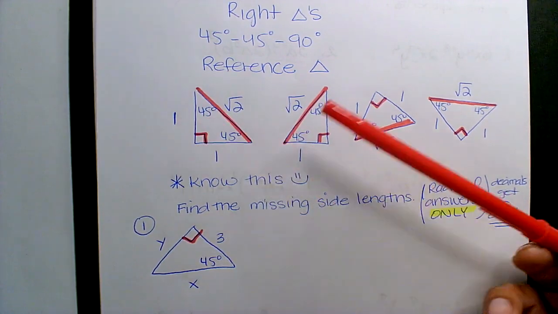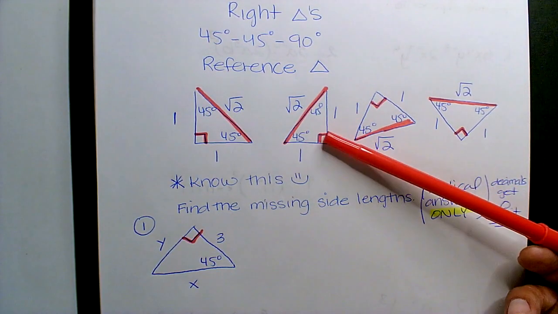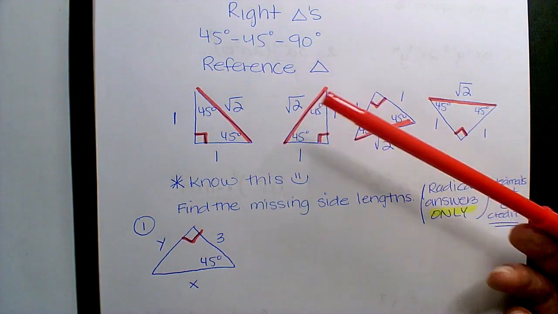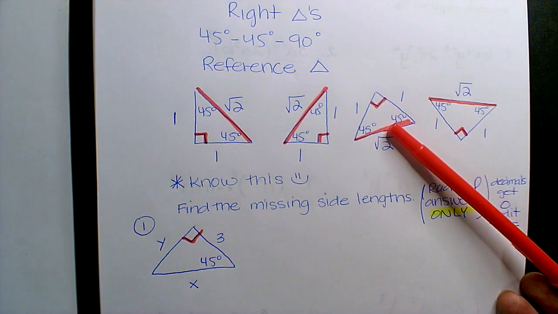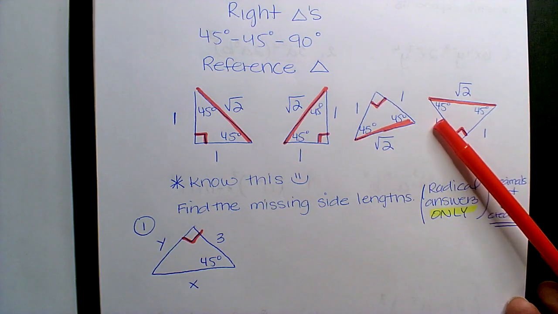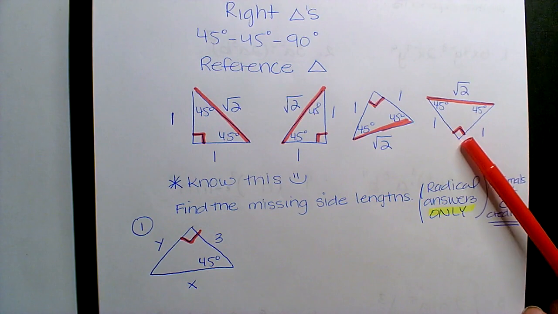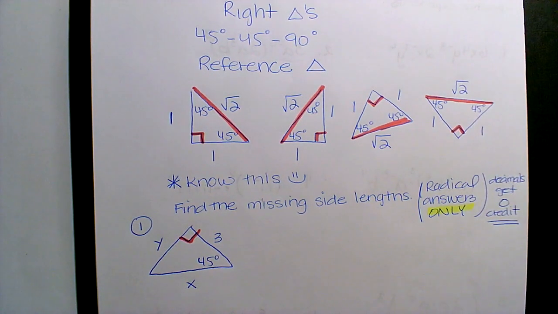My legs are 1, 1. Your legs create the 90 degrees, 1, 1. Side opposite the 90 is rad 2, your hypotenuse. Here, my 90 degrees, the side opposite is my hypotenuse, there's my rad 2, my legs are 1, 1. Here's my 90 degrees. These are the sides, the legs, so 1, 1. Opposite the 90 is the hypotenuse, there's my rad 2.